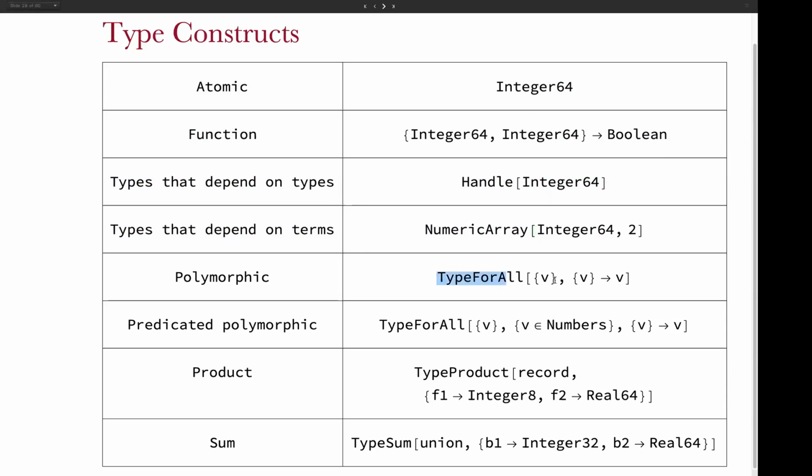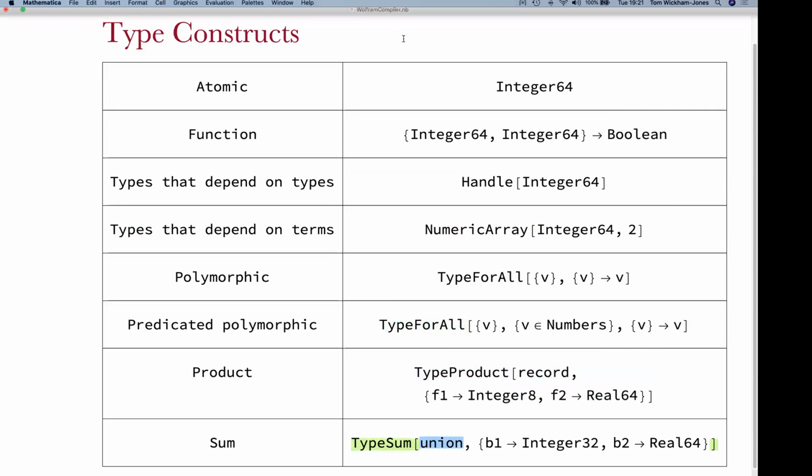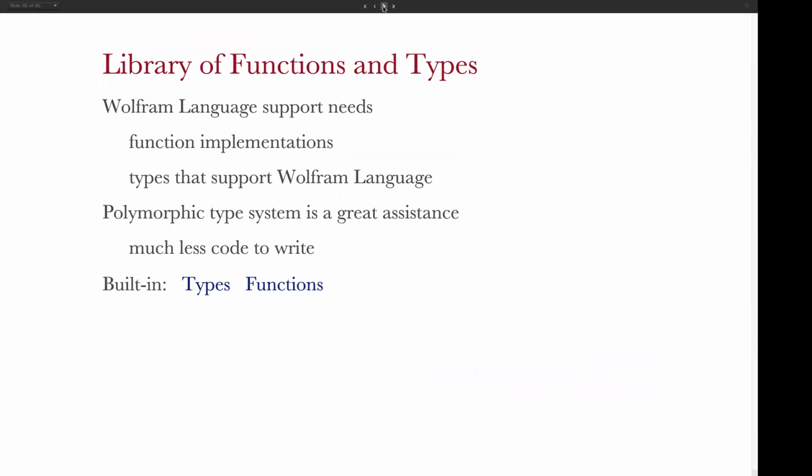Polymorphic constructs are implemented with a type for all. So we have a variable v, and this represents a function that takes a type and returns that same type. So it could be an identity function. The polymorphic functions can take predicates. So here I've said that the variable v is constrained to be an element of a type class number. And then we also have product types like structs or records, and sum types, which are sort of a union. With this, we can construct a whole load of things.